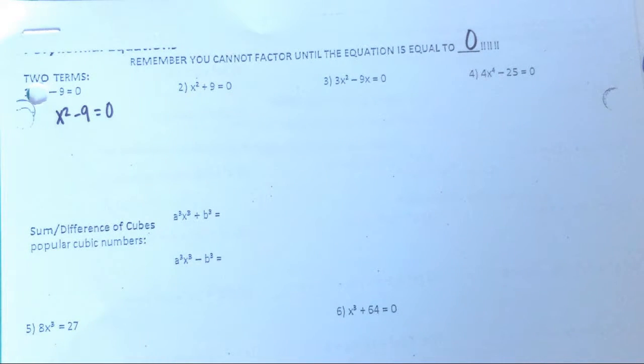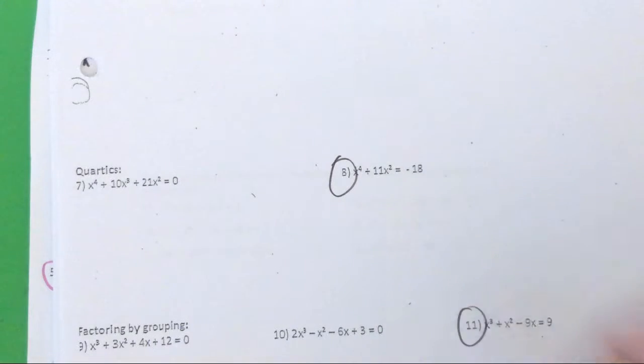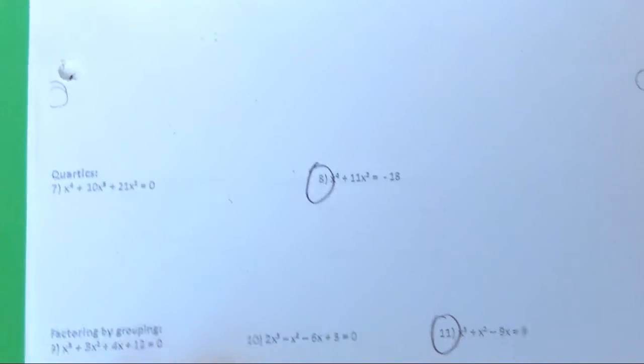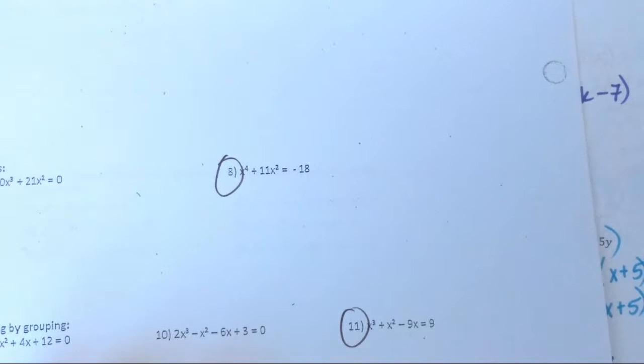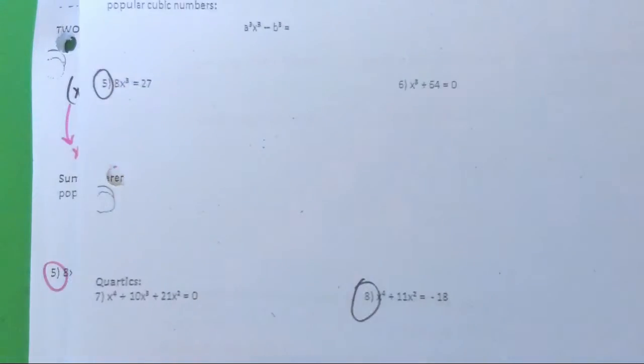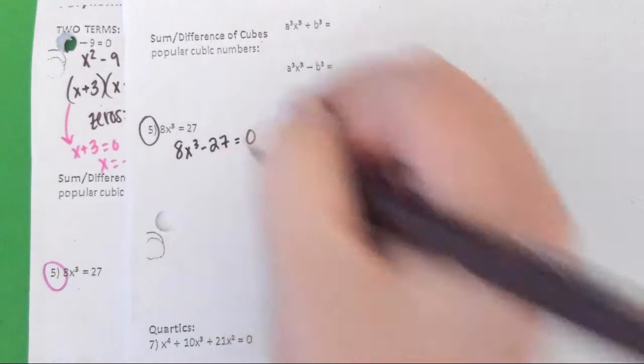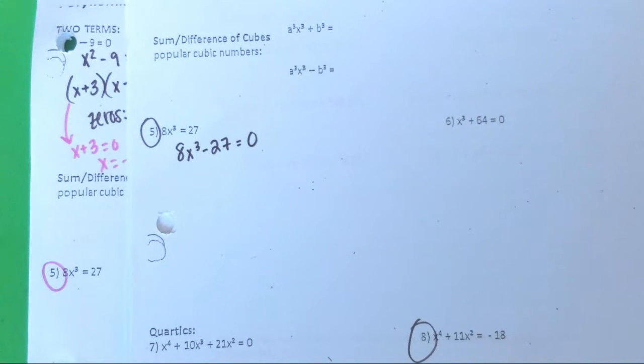So which problems on this page are going to be an issue for us? Okay, let's look. 5, 8, and 11, because they're not set equal to 0. We're going to have to rearrange those and set them equal to 0. So, for instance, on number 8, I already know I need to subtract 27 because I need it equal to 0 first. But we're not doing that one today. We could, but we're not going to.